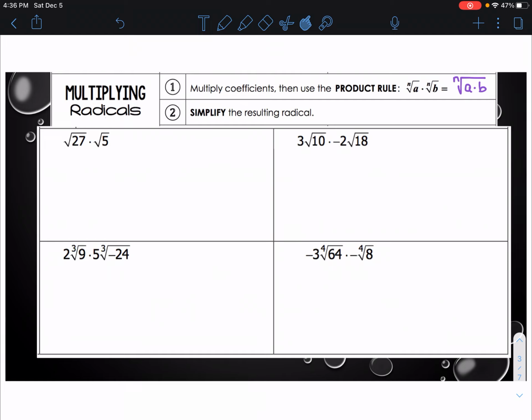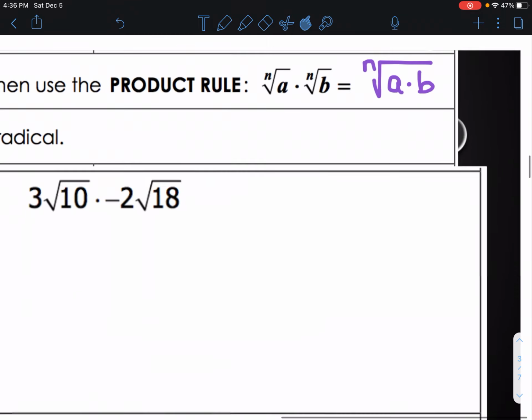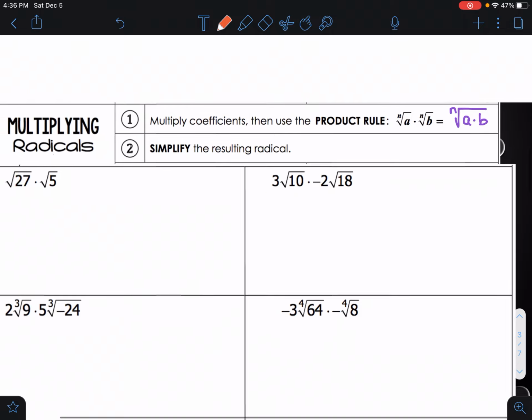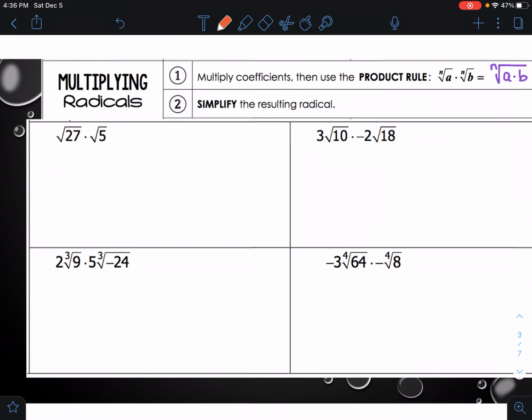First, you're going to multiply any coefficients, numbers in front of the radical. And then you can use the product rule, which says you just multiply the two radicands. So we've really been taking something like this and working backwards and breaking it apart. Today you're going to go back the other way for part of this at least. Once you have done all the multiplying, then you're going to simplify what you have left.